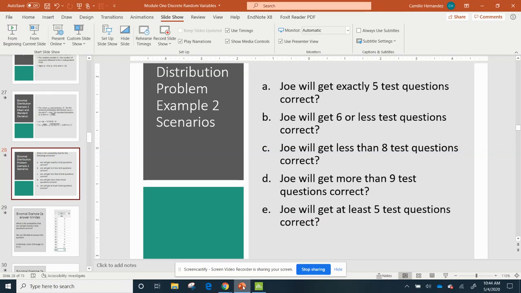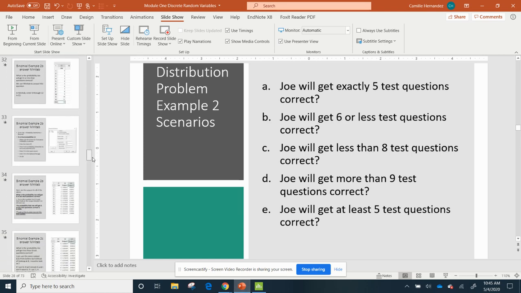So now let's finish up with binomial distributions, and we're going to do when there's a "more than" or an "at least" scenario. So part D was Joe will get more than 9 test questions correct, and E was Joe will get at least 5 test questions correct. The big difference between D and E is that "more than" means there's not an equal sign, and "at least" means there is an equal sign in that equation. So let's look at these.